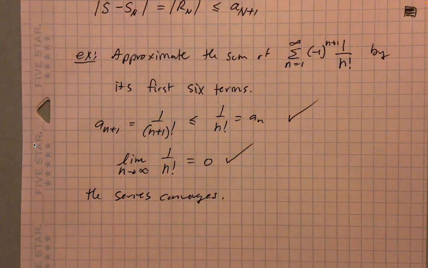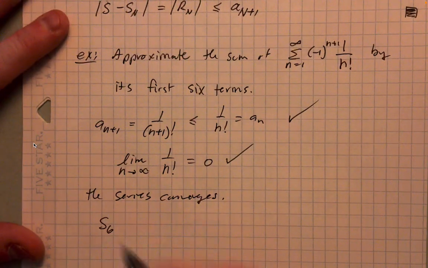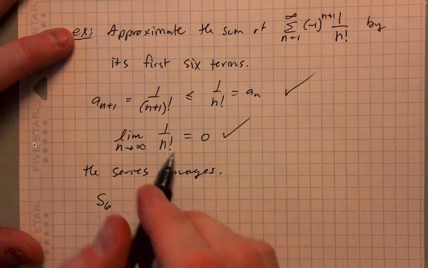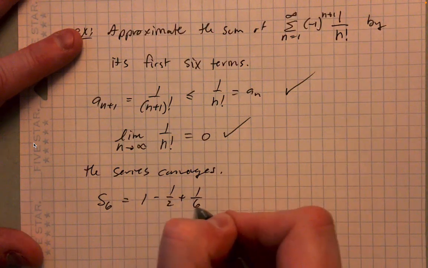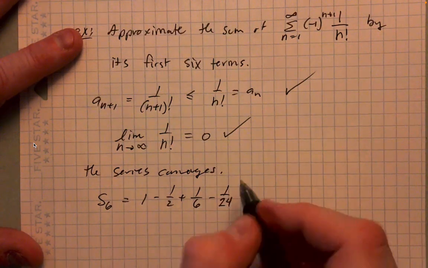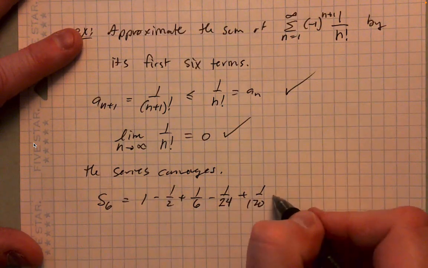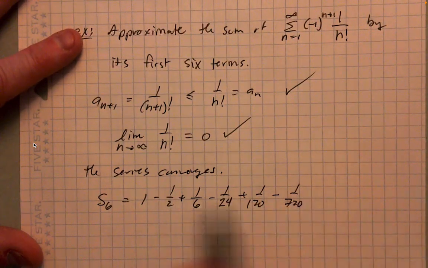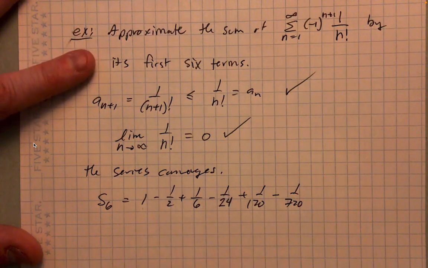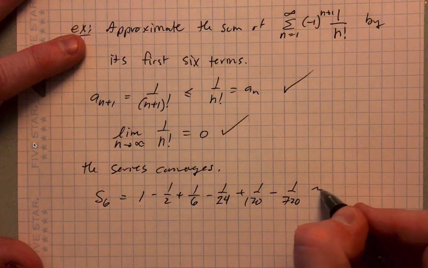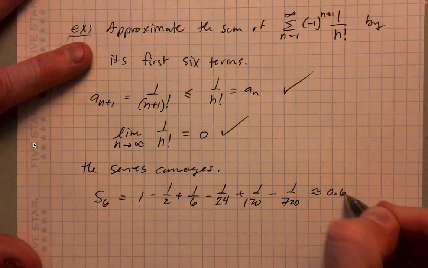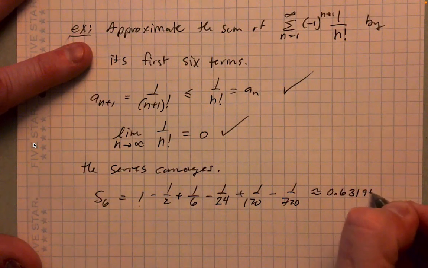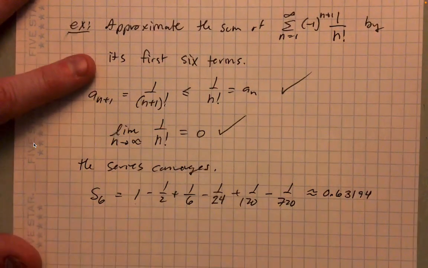Let's approximate it. Well, the sum of the first 6 terms, that's S6, right? So we can write them out pretty easily. This is going to be equal to 1 minus a half plus a sixth minus 1 over 24 plus 1 over 120 minus 1 over 720. Okay, that's 1, 2, 3, 4, 5, 6 terms. Now, I've done the math ahead of time on this. I didn't think we'd want to do this by hand. You get something like 0.63194. So you get this pretty nice number here.